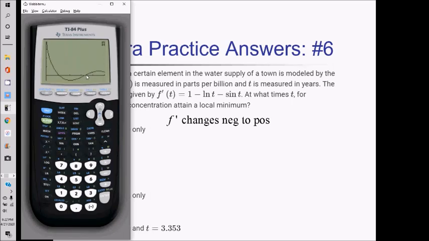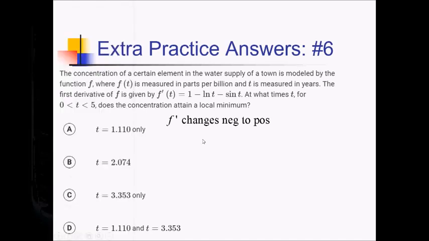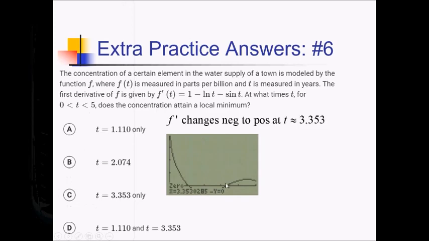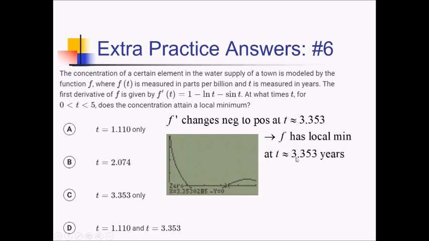So let me do second trace, option 2 for 0. Let me move my spider a little closer there. Press enter, move a little bit to the right. Press enter again, press enter a third time, and we end up with a time of about 3.353. So there was my graph, there was my time. And since we're changing negative to positive for f prime at that spot, this means that f itself attains a local min at 3.353 years, which gives us answer choice C.